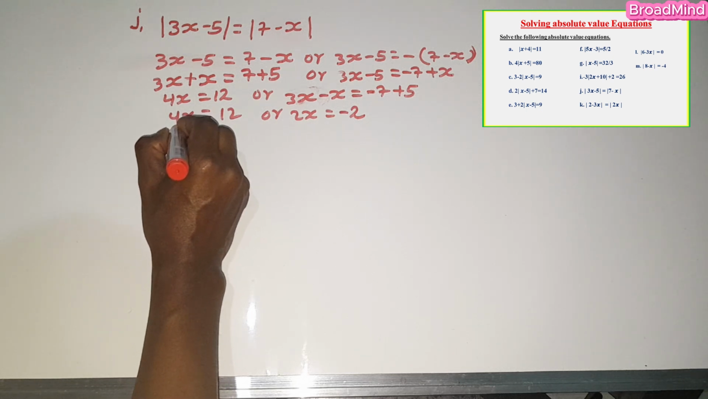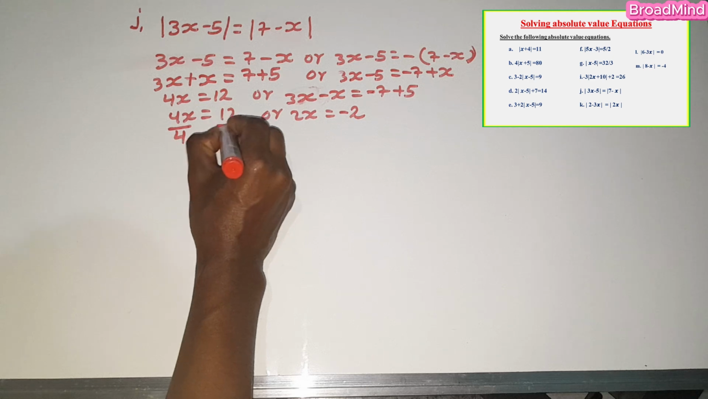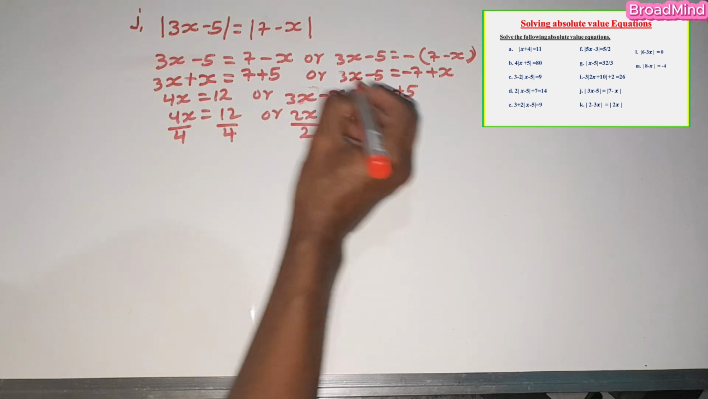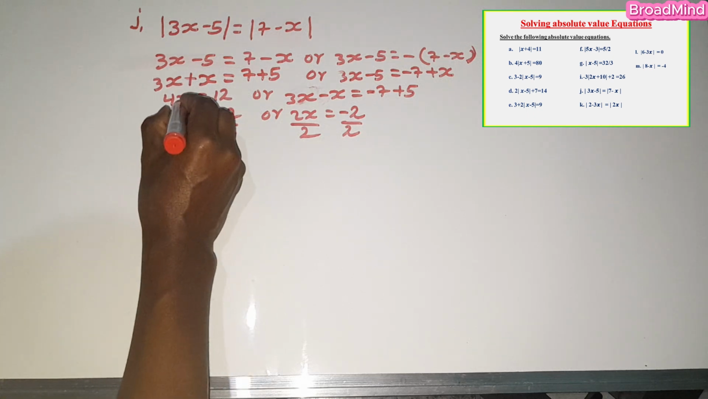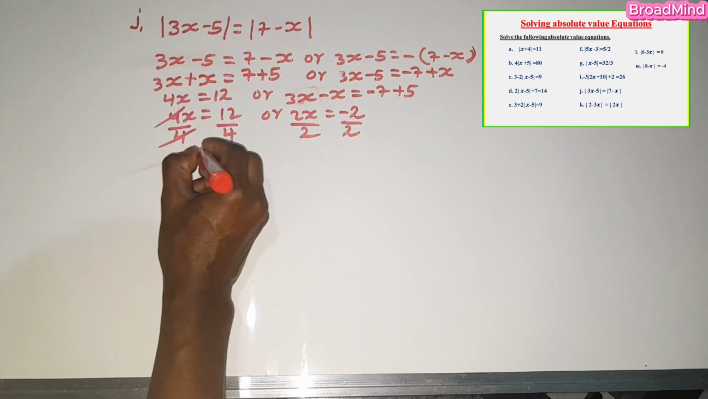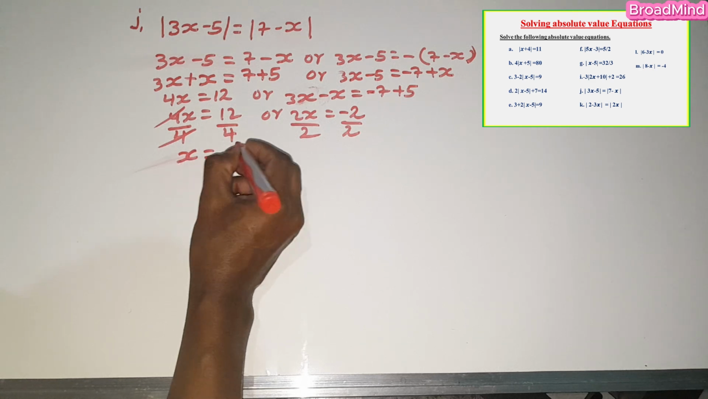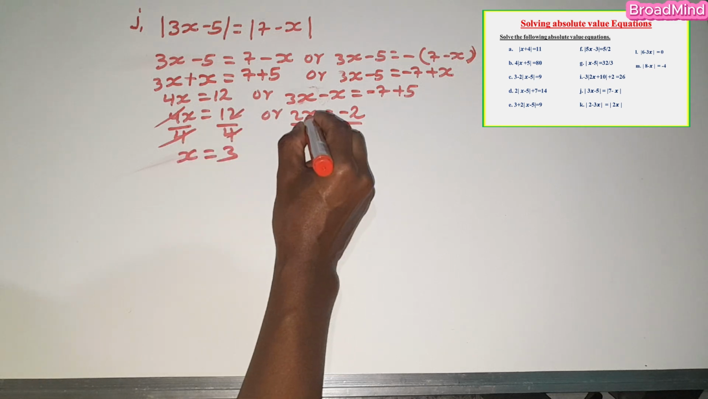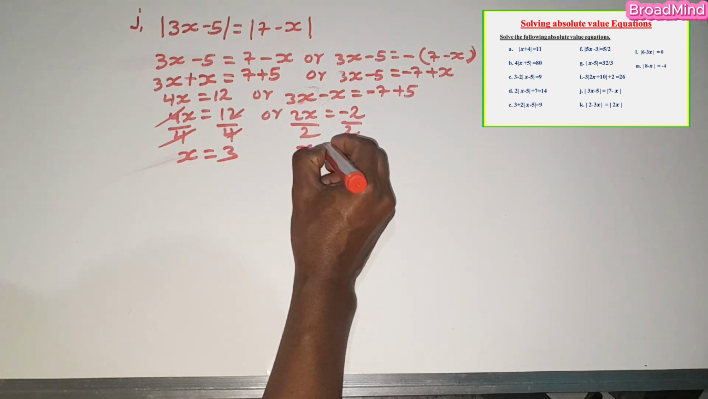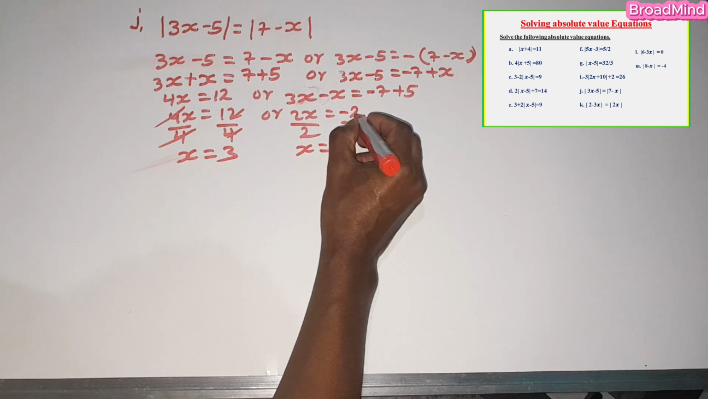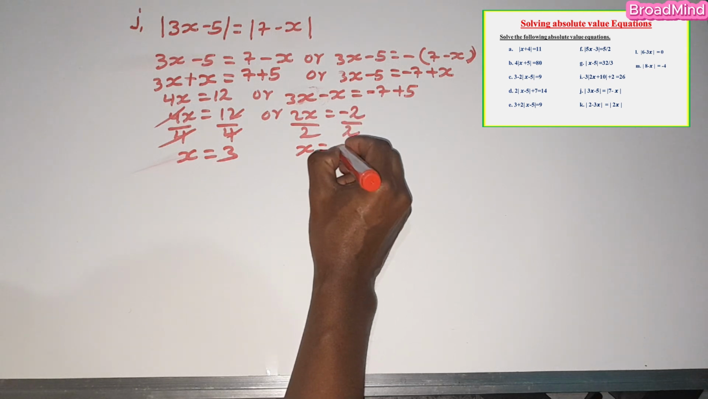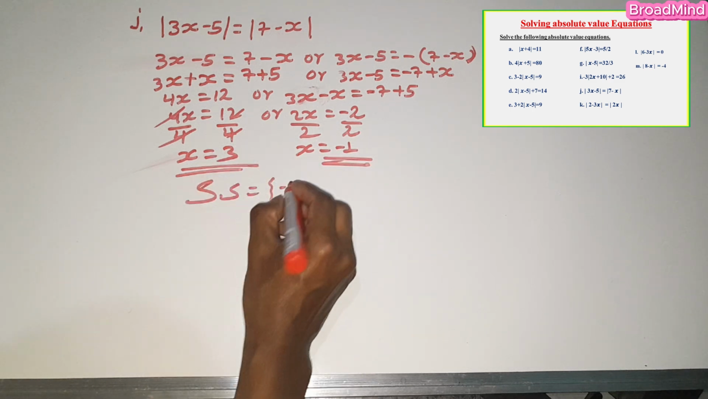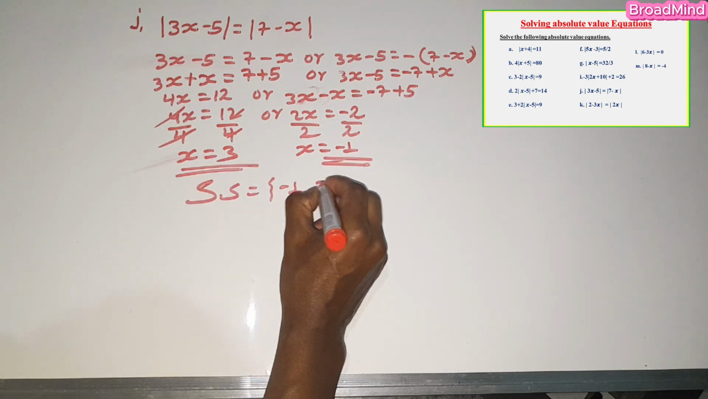Now divide here by 4, divide by 4. Here also divide by 2, divided by 2. 4 cancelled by 4. Left over x equals now 3. Here 2 cancelled by 2, left over x. Negative 2 divided by 2, negative 1. So the answer will be this. The solution set will be negative 1 and 3.